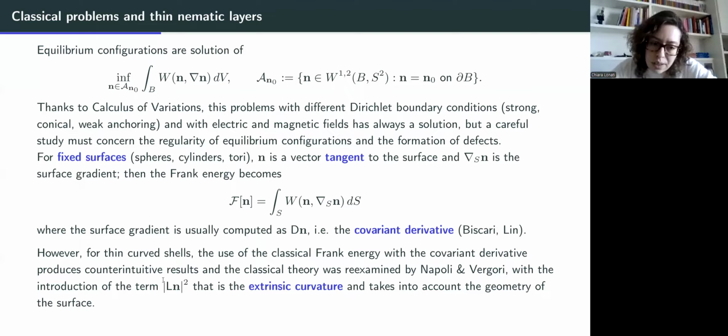And this is because the extrinsic curvature tensor L, basically, at least in our case, that is a revolution surface case, it is a diagonal matrix that has as first and second element of the diagonal the principal curvatures of the surface. So it describes really how the geometry of the surface is in space.